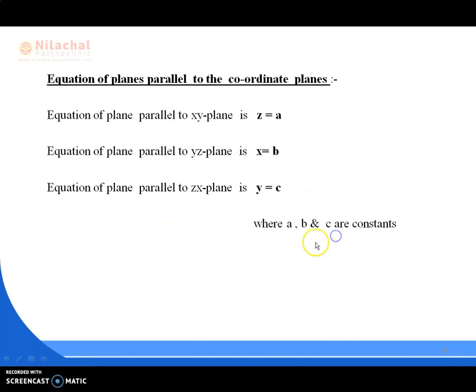Okay. Let's see. Equation of planes parallel to the coordinate planes. There are three coordinate planes: xy plane, yz plane and zx plane. Equation of a plane parallel to the xy plane is z equals a, where a is any constant. Equation of a plane parallel to the yz plane is x equals b, where b is any real number or constant. Equation of a plane parallel to the zx plane is y equals c, where a, b, c here are any constants. Okay.